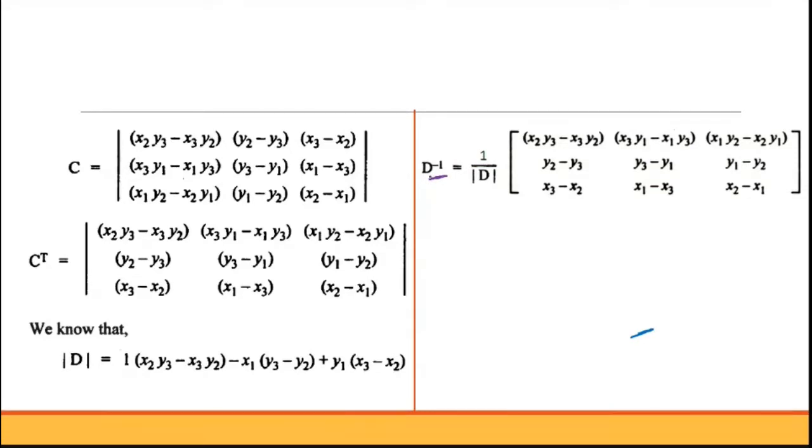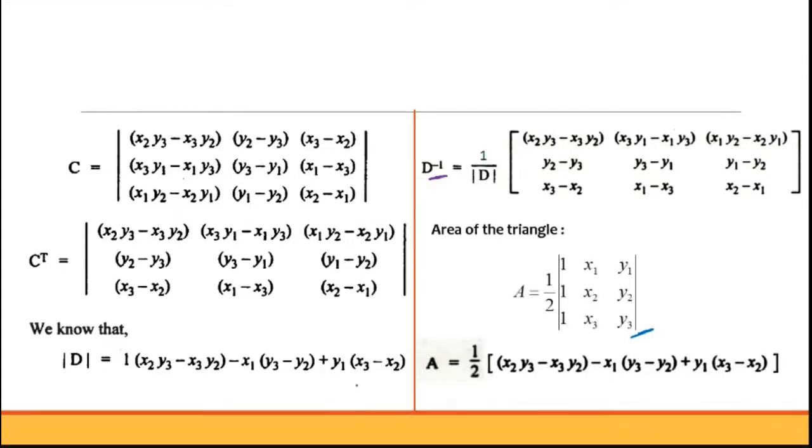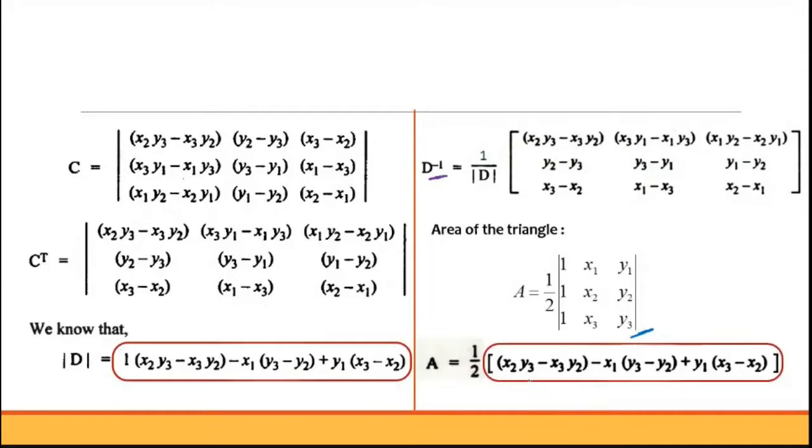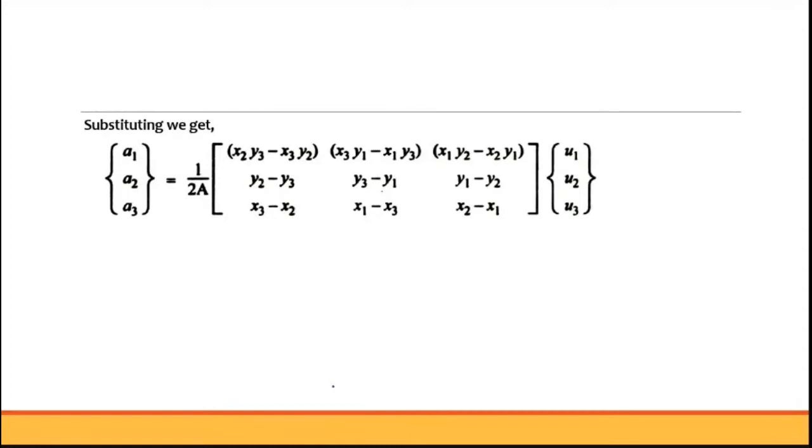You see the determinant is like this. If I consider the area of a triangle, the area of the triangle is half of this particular matrix we consider. So you can see this and this value are the same. Which means the determinant of the D matrix is nothing but twice your area, so the area is half of it. So I can write it like this: a1, a2, a3, 1 by 2A of the remaining terms.